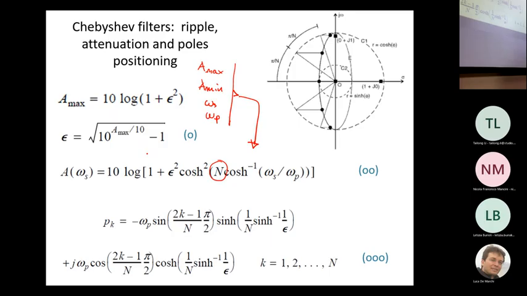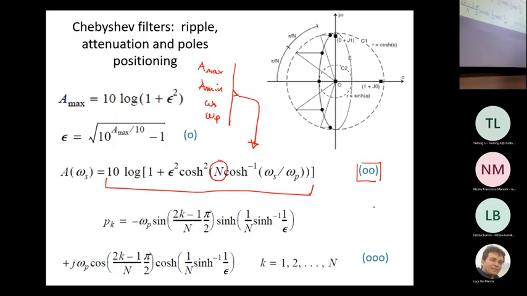So let's say that you want an attenuation which is more than 40 dB. Okay, you change n until this value here is larger than 40 dB. So this is the second step in the design procedure.